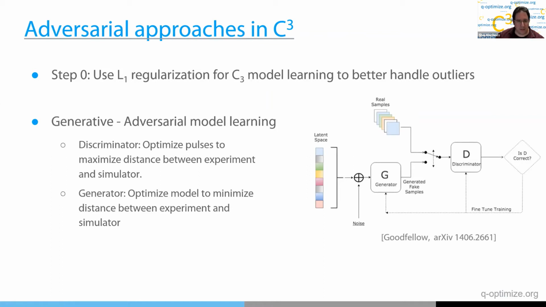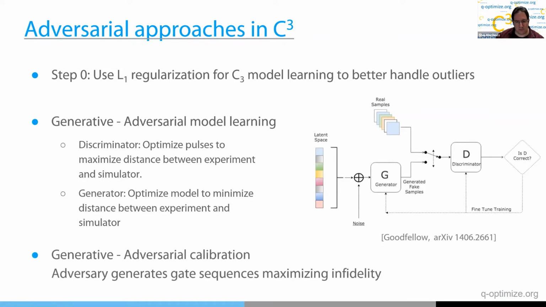You can then take this not only into model learning, but also into calibration, where you have parameterized gates, and the adversary is trying to find the parameters of the gates which give you the worst fidelity or the biggest error, while the optimal control is trying to modify the pulses so that it minimizes the error.